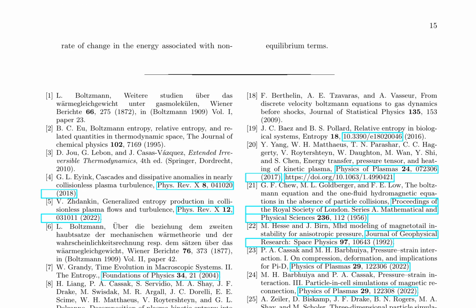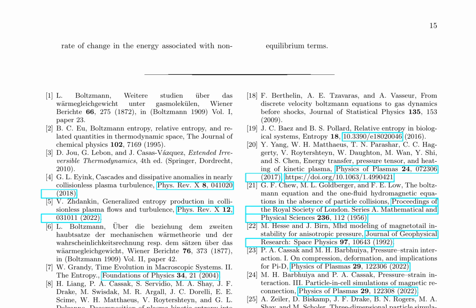This paper explores the concept of kinetic entropy, a measure of disorder or randomness in a system, and its application to collisionless plasma flows and turbulence. The authors draw parallels between kinetic entropy and the second law of thermodynamics, emphasizing that the increase in kinetic entropy is related to the rate of change in the energy associated with non-equilibrium terms. They cite various studies on relative entropy, a concept closely related to kinetic entropy, which has been used in different fields such as quantum information theory, biological systems, and fluid dynamics.